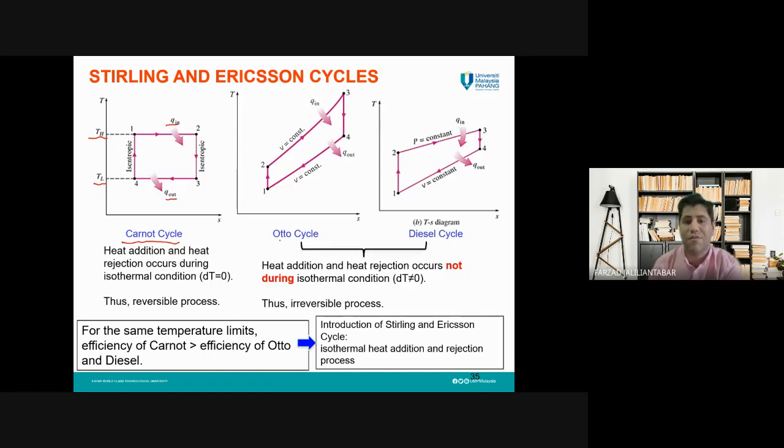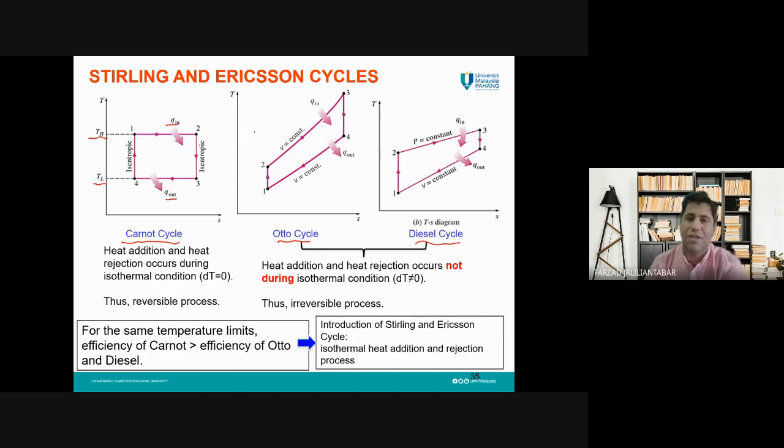The TS diagram for the Otto cycle and the diesel cycle. If you notice about the Otto cycle, I told you that the thermal efficiency of this cycle is less than 30%. For the diesel cycle, the maximum thermal efficiency which we could get up to now from this type of cycle is less than 50%. So what is the reason? But for the Carnot cycle, this can be higher. Why? The reason is here.